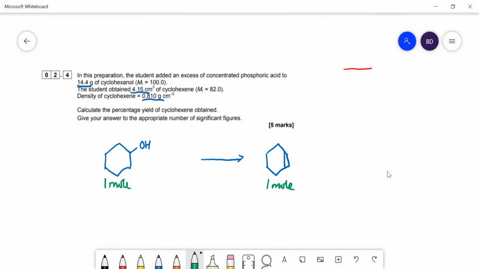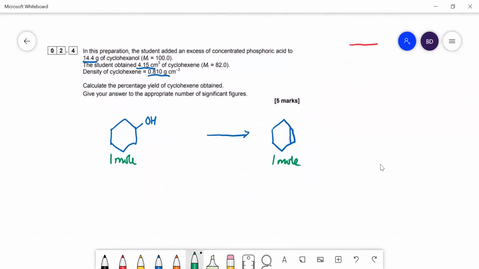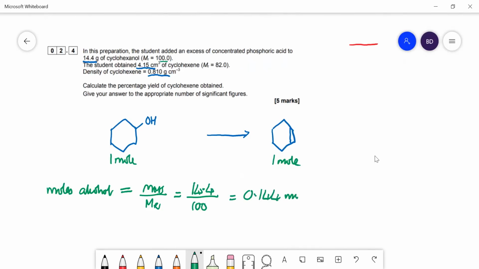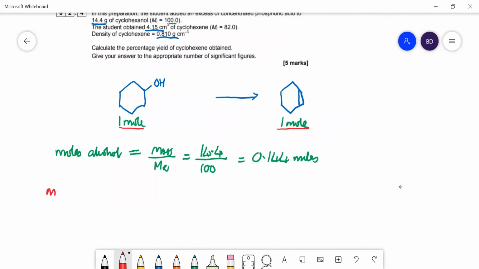Let's work out the moles of cyclohexanol we've got at the start. Just write alcohol. The moles of the alcohol is equal to the mass over the MR. We start off with 14.4 grams. The MR of the cyclohexanol is conveniently 100 exactly. So that's equal to 0.144 moles. We have a 1-to-1 ratio reacting here, so that means if we get 100% yield, the number of moles of the alkene should be the same.